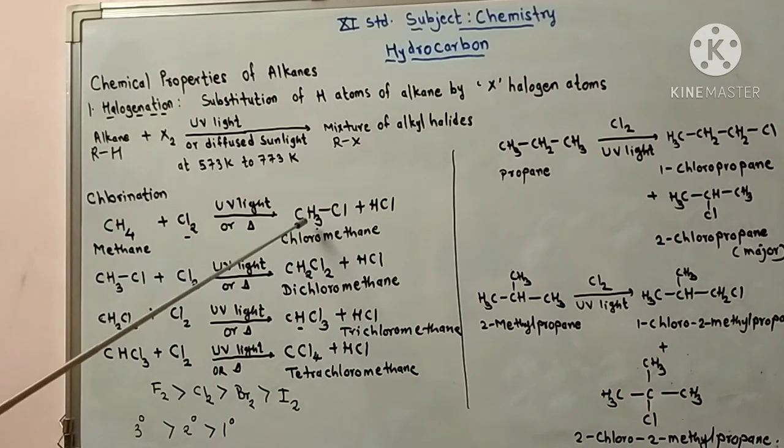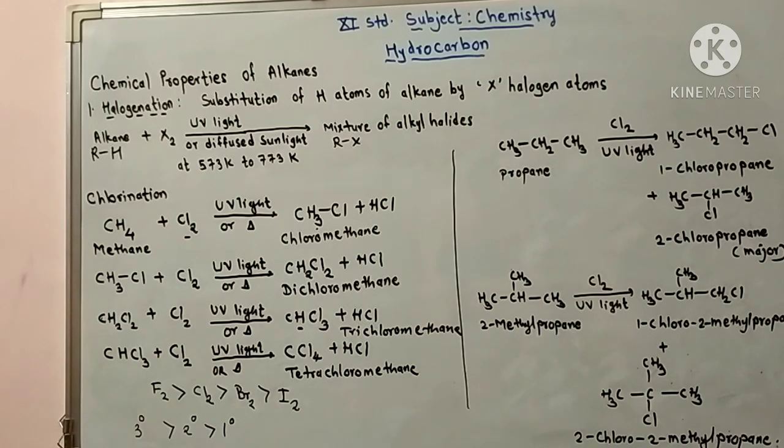So a mixture of these four products is obtained: chloromethane, dichloromethane, trichloromethane and tetrachloromethane. But if methane reacts with excess chlorine, tetrachloromethane is obtained as the major product. And if in a reaction the alkane, that is methane, is used in excess, then chloromethane is obtained as the major product.